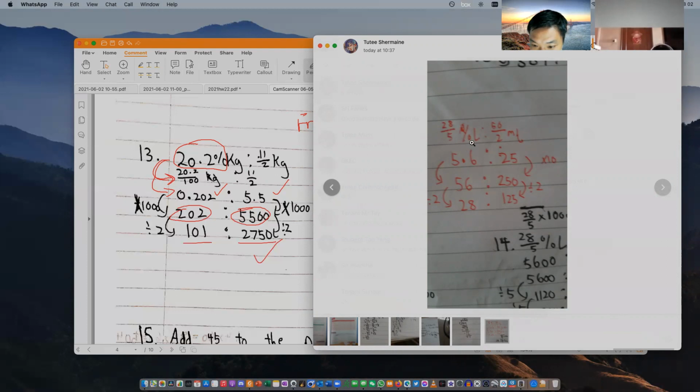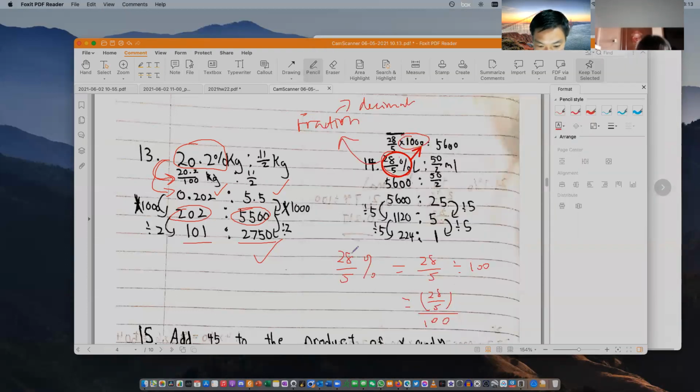You sure 28/5% is 5.6? What did I say just now? Can you see my screen? 28/5% is equal to 28/5 divided by 100. Or you can write it this way, 28/5 in brackets over 100. Are you looking at the screen? No. Okay.